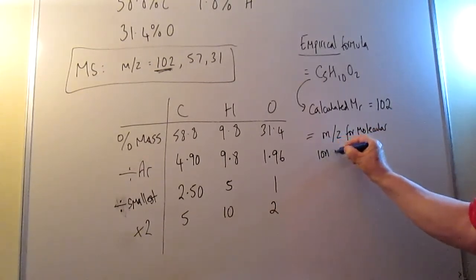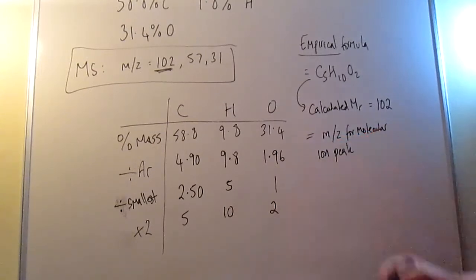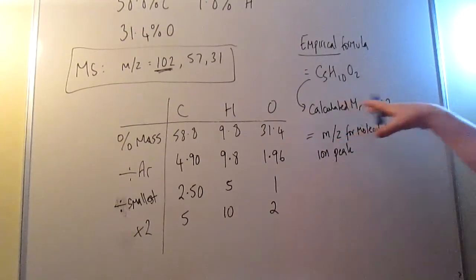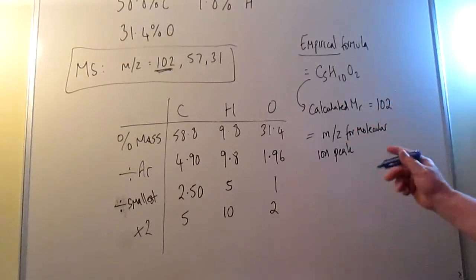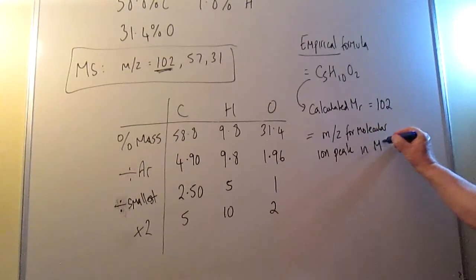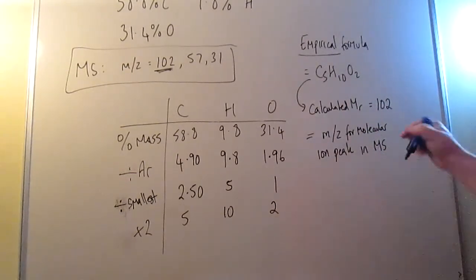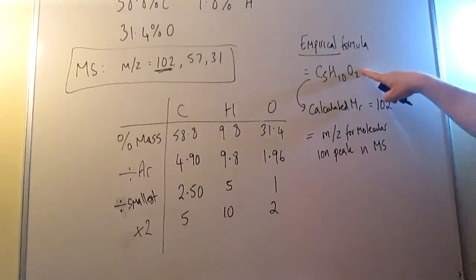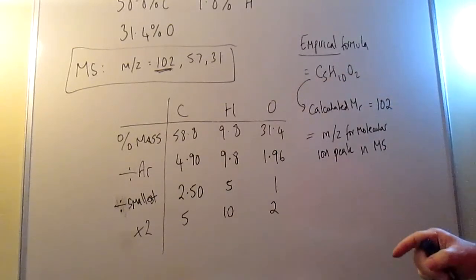But you really need to spell this out. Don't just say this fits with the mass spectrum or something vague like that. You need to write out in proper detail like this, that this equals the M over Z for the molecular ion peak in the mass spec. And that being the case, that means that actually this is the molecular formula because it gives the correct MR.